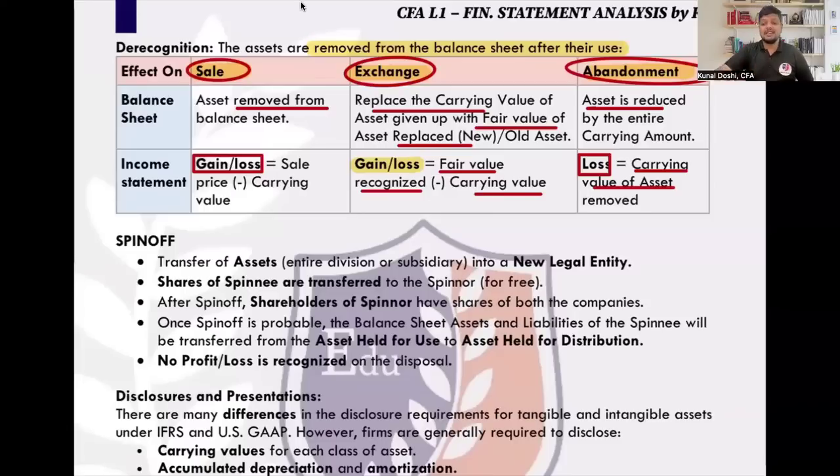This is the last part. First we understood capitalizing and expensing when the asset comes in, then you depreciate, straight line, double declining, then you record it on the balance sheet at cost model or revaluation model, then you impair them, and finally you derecognize them. The entire journey of the asset. Understood?